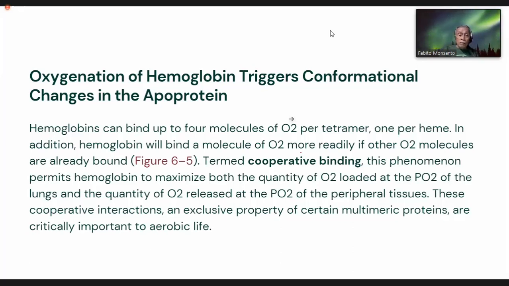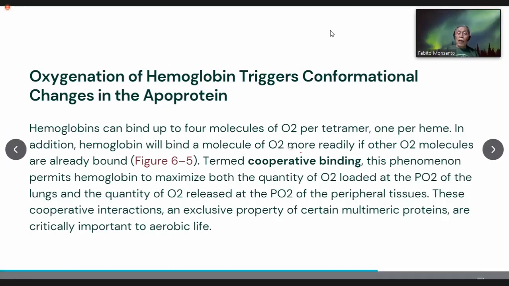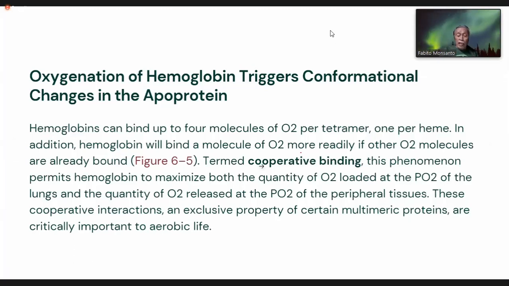So there are 4. As we said, it has been mentioned here that oxygen binds readily if there are other oxygen molecules already bound. And we term that cooperative binding. So as we said, there are 4 binding sites. The first binding is very hard.